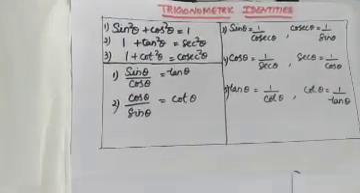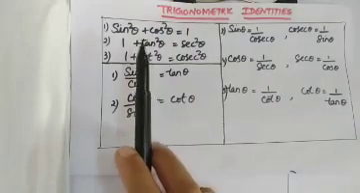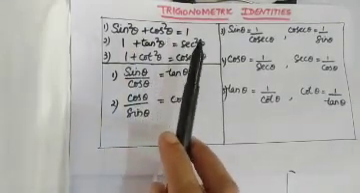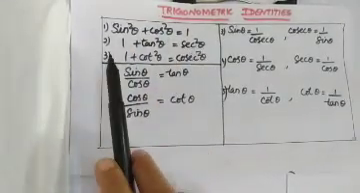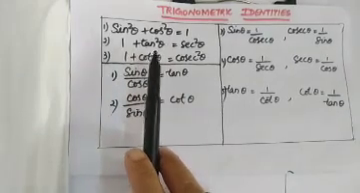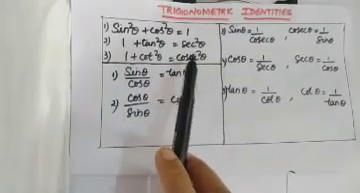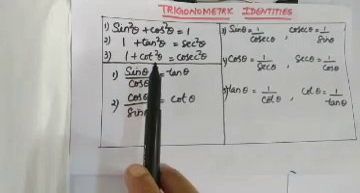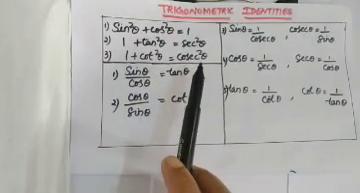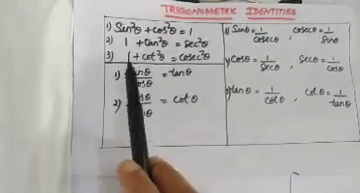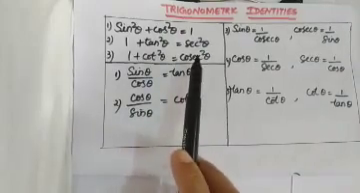Trigonometric identities. First one is sin squared theta plus cos squared theta equal to 1. Second one is 1 plus tan squared theta equal to sec squared theta. Third one is 1 plus cot squared theta equal to cosec squared theta. These are three standard trigonometric identities.